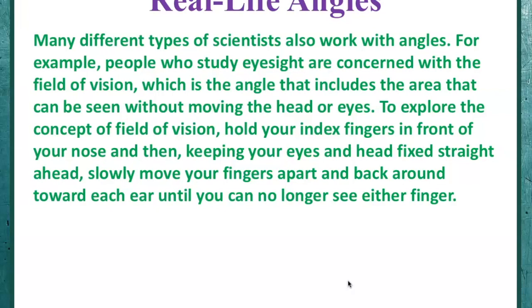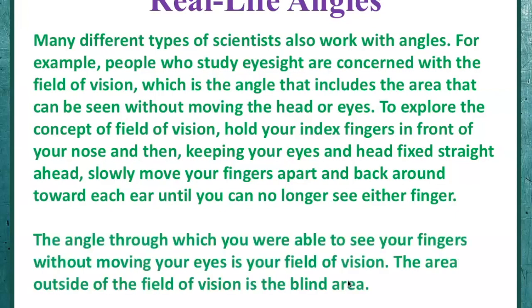Put them out in front of you and slowly move them back towards your ears without moving your head and without moving your eyes. Eventually, you will start to not see your index fingers because without turning, your eyes cannot see behind you or really back to the left or back to the right without moving your head or eyes. Okay, this is called your field of vision. The area outside the field of vision is called your blind area. So this is where you can't see without moving your head or eyes.